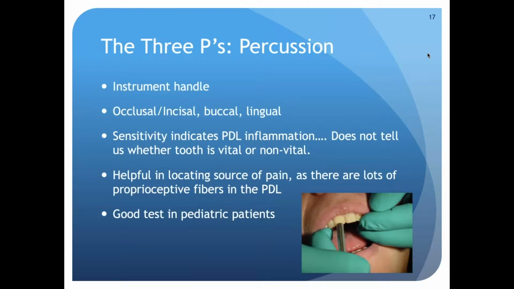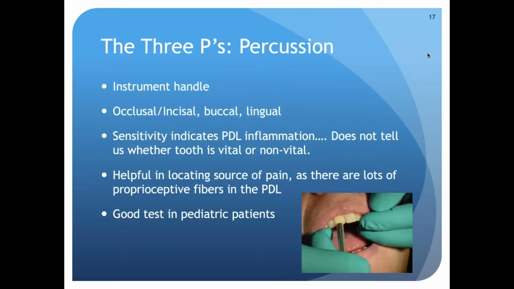Next, we have our percussion. So we should be using like an instrument handle for this, either on the occlusal or incisal, and sometimes on the buccal or lingual. The sensitivity is going to indicate that there's some kind of PDL inflammation. It doesn't tell us if the tooth is vital or not, okay? So it's also kind of helpful in locating the source of pain, as there are a lot of proprioceptive fibers in the PDL. So this is one thing we can do, because sometimes it's hard for patients to localize endodontic pain. This is a good test in pediatric patients.